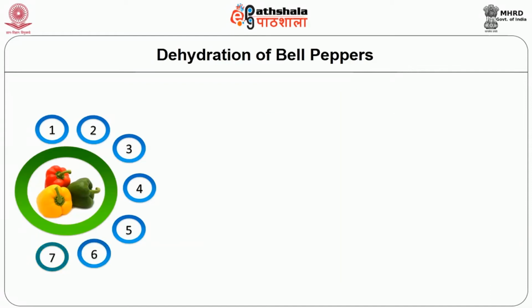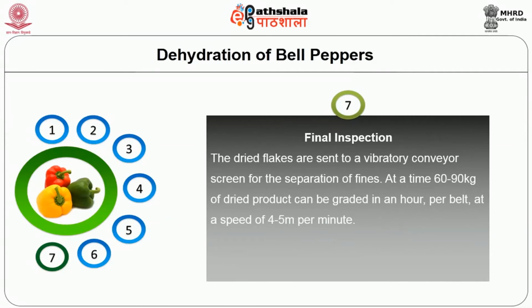This is followed by the final inspection, where the dried flakes are sent to a vibratory conveyor scheme for the separation of the fines. At a time, 60 to 90 kg of dried products can be graded in 1 hour per belt at a speed of 4 to 5 meters per minute.